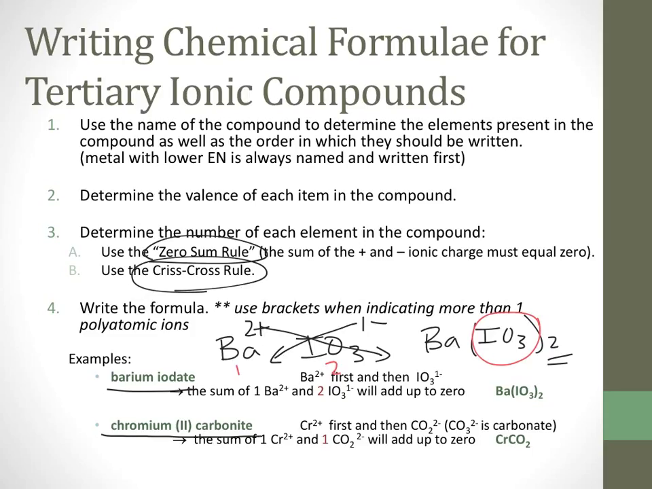I know what my cation is. It's chromium with a 2+ charge. And carbonite will be based on the carbonate ion, although it will have 1 less oxygen atom. So it will be CO2 with a 2 negative charge. And I can use the zero-sum rule to identify I need one of each for the sum of the charges to be 0, or I can cross down and reduce to realize that the final formula of my compound will be CrCO2.